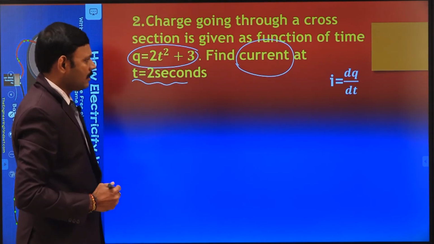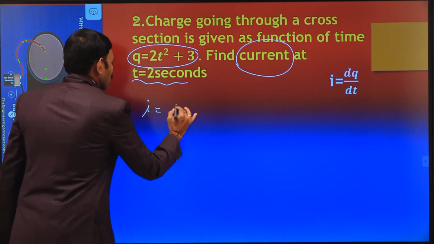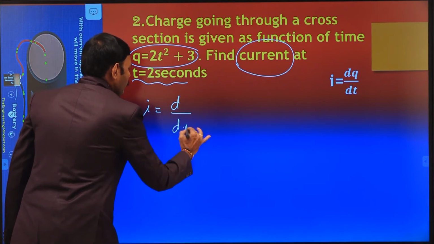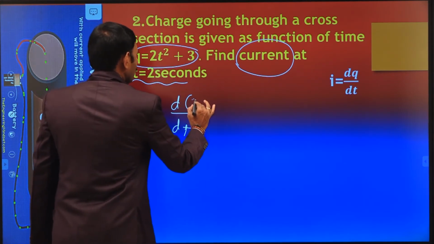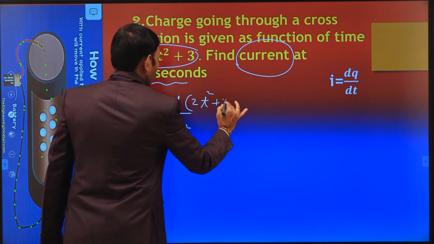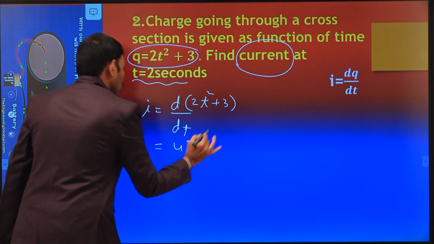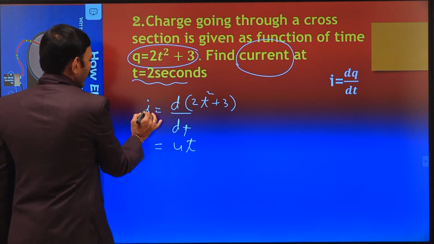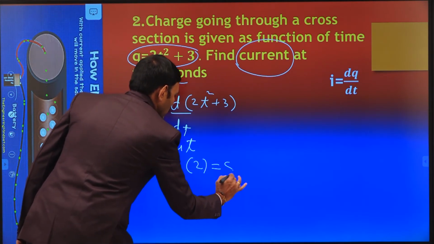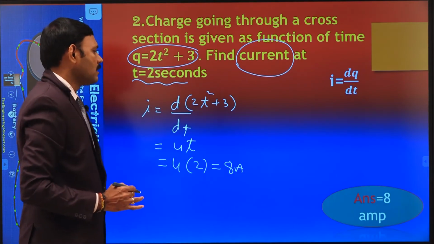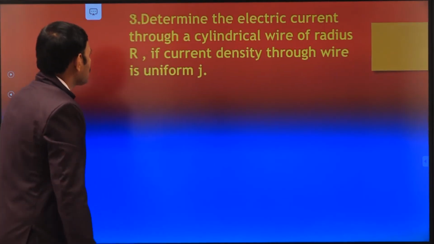This is known as the instantaneous current. The formula for instantaneous current is dq by dt. So consider that formula. I is equal to d by dt of the q function. Q is given by 2t square plus 3. This is equal to d by dt of 2t square, which is 4t, plus 0. So this is 4t. We find that t is equal to 2 seconds. So 4 into 2, that value is equal to 8 amperes. Hence the answer is 8 amperes. The rate of flow of charge dq by dt gives the instantaneous current. So let us move on to the next problem.